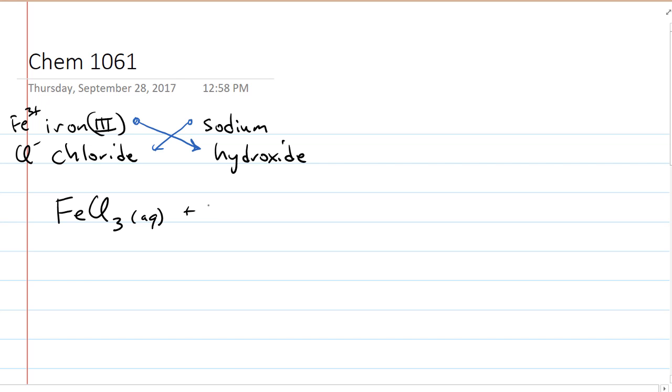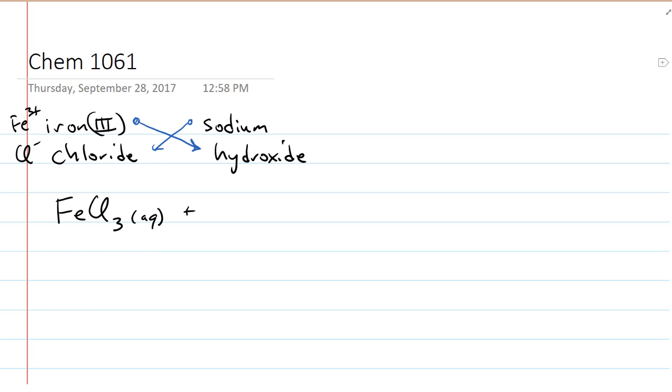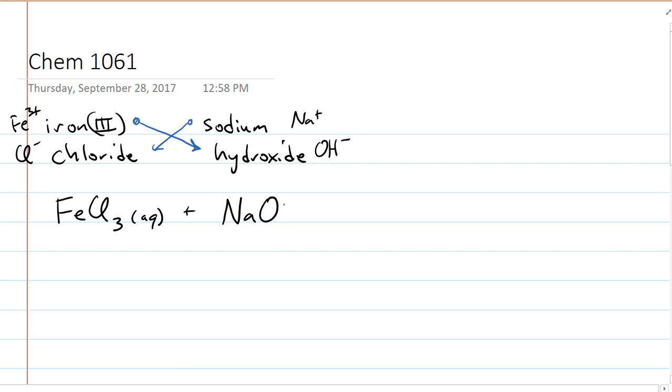Okay, then we combine this with sodium hydroxide. Sodium is Na with the charge of 1 plus. Hydroxide, this is the one that you had to memorize. It is OH negative. Formula for sodium hydroxide is NaOH. Phase label is aqueous. Remember, it came aqueous. It came out of this bottle right here.